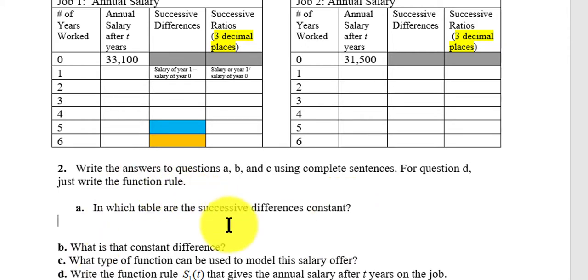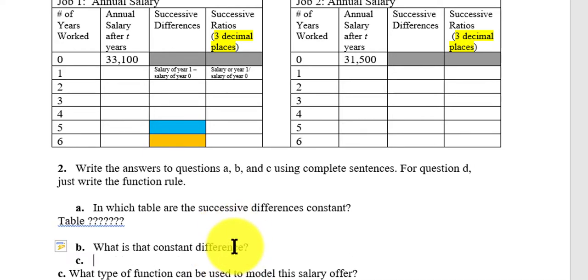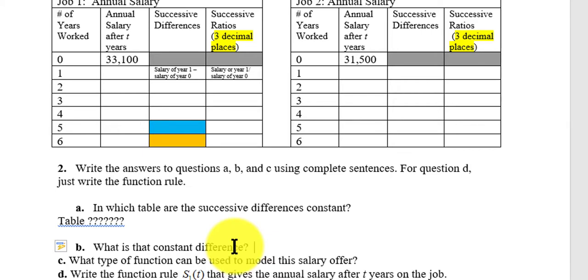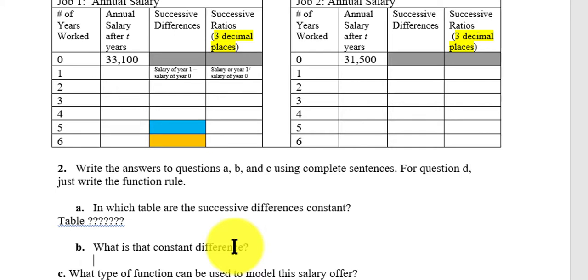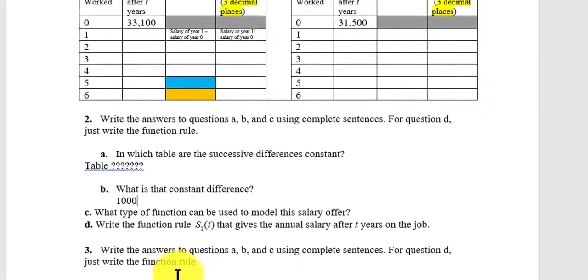So which table the difference is constant, and you can just put table, and I'm not going to tell you the answer, so I'll just put table question mark would be my answer there. What is the constant difference? Again, I won't give you the answer, but I'll just say the difference is 1,000, some big number. It's really not going to be that big, actually. But you're going to put that answer, whatever your answer is, you're going to put that in here, and then keep going.